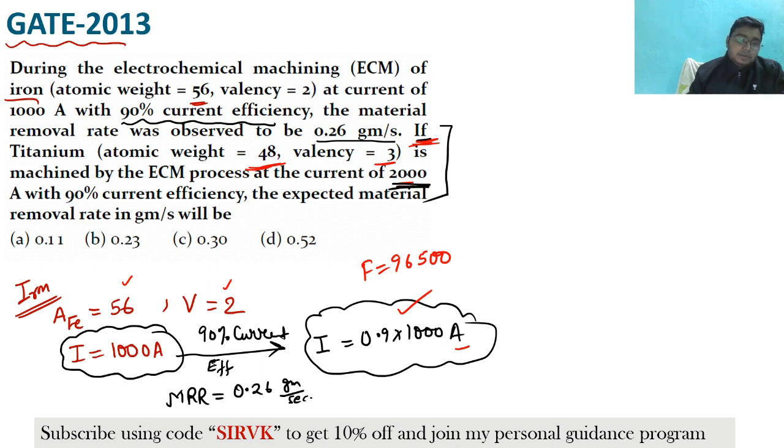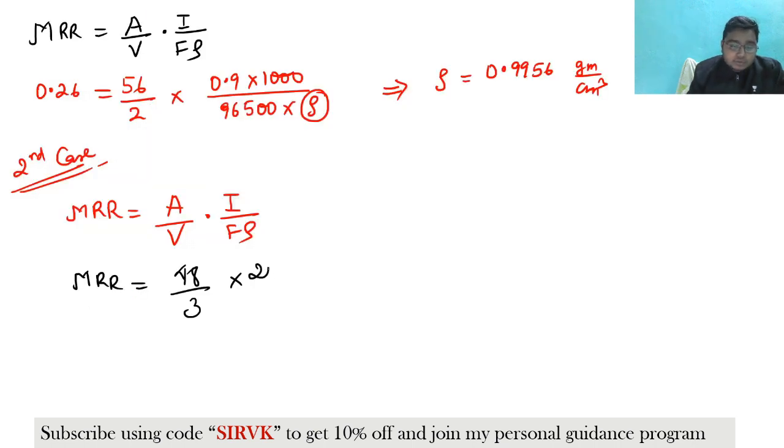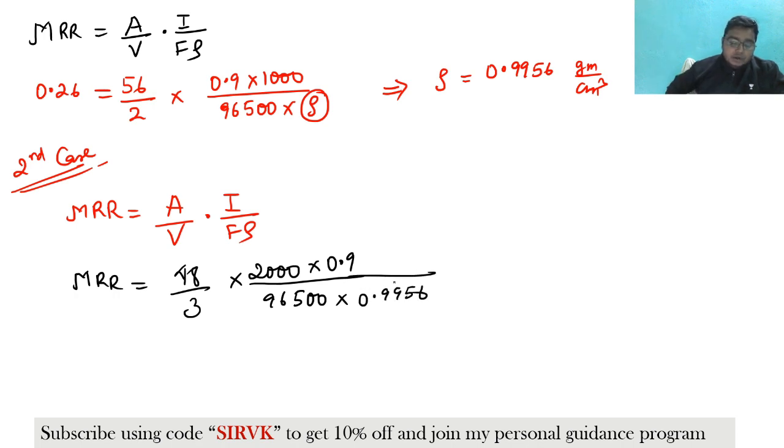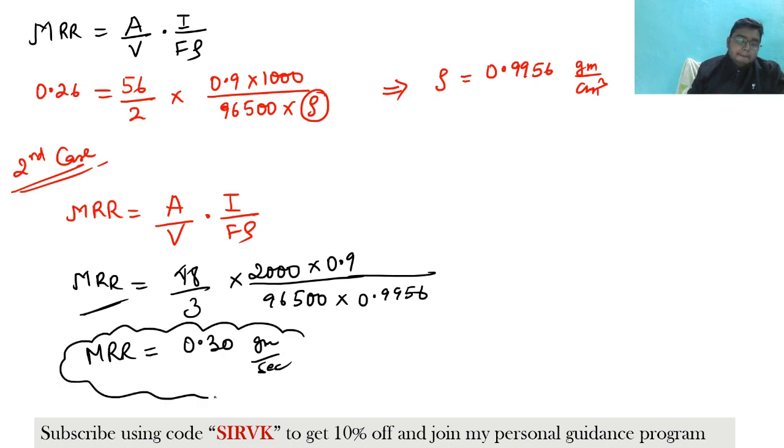You are giving 2000 ampere, but it has 90% current efficiency. So 2000 ampere you are giving, but it is actually 90% efficient, so you are getting this kind of current. What is F? Again it is 96500. And the density is 0.995. Okay, now you will be calculating the MRR. MRR would come to around 0.30 gram per second. So the value of MRR that comes is 0.3 gram per second.